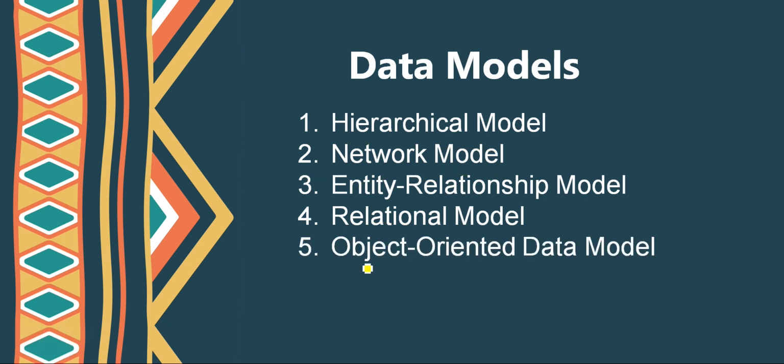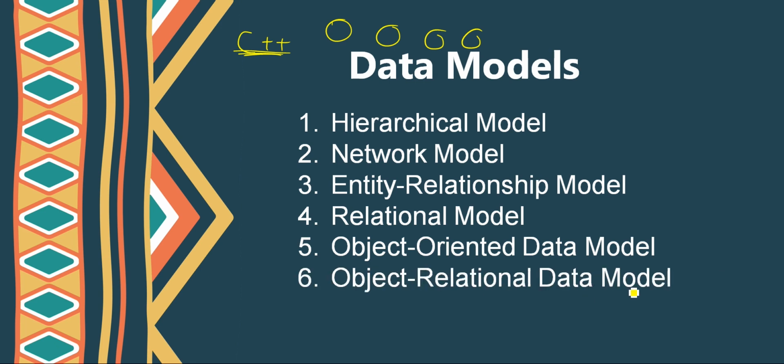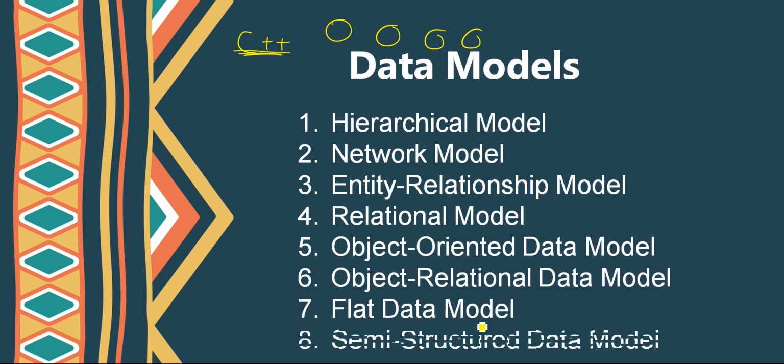And we have the object oriented data model. C++ is an object oriented programming language. In object oriented programming, which we haven't learned about yet, we concentrate on different objects. So this is also one of the models. Object relational data model, flat models, and many more are there.